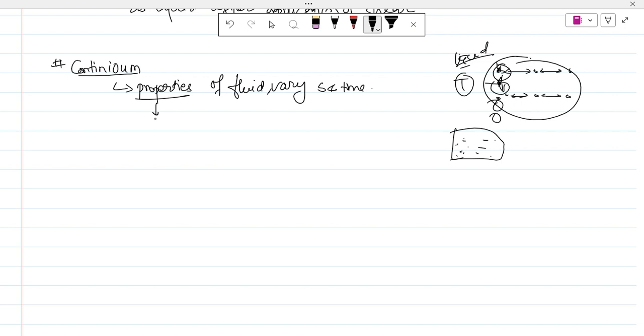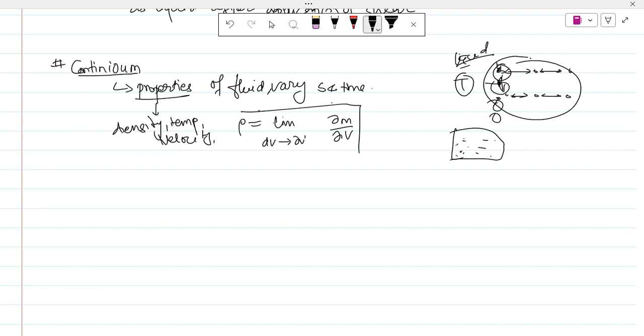So what are the properties? The density, temperature, velocity of flowing fluid. So these are all the continuum medium. Here the property is the limit of dm by dv as dv tends to zero, which represents the continuum behavior of the fluid.